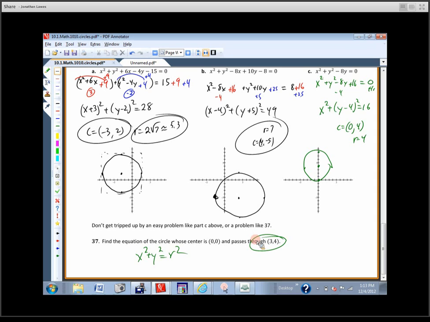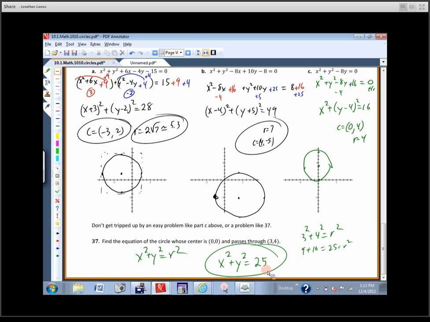So if I plug a 3 in for x and a 4 in for y, this is what I get: 3 squared plus 4 squared equals r squared. So what's r squared? 9 plus 16 equals 25 equals r squared. So what is r squared? 20. Hold on. R squared is 25. If we said what is the radius, it would be 5. But here's the equation: x squared plus y squared equals 25. And then we're done, because then we've got the equation of the circle. It's got both pieces of information here. Okay?